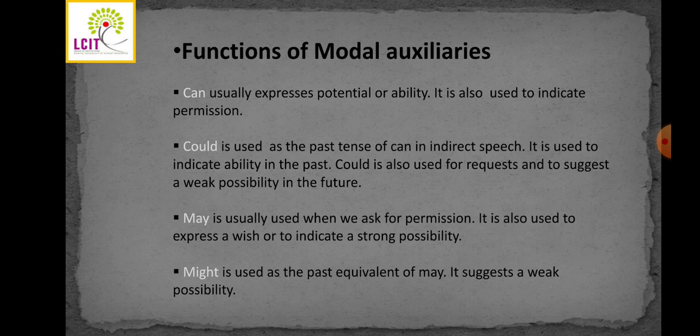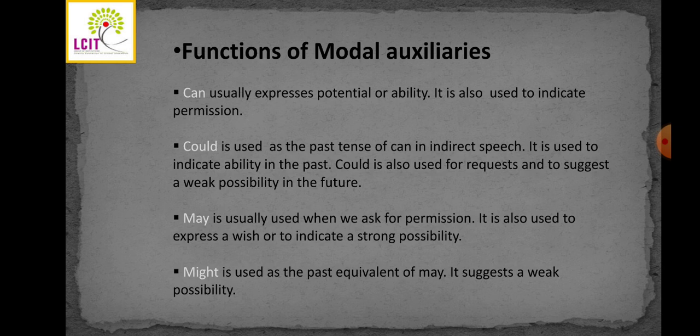So primary auxiliaries, three verbs are there: be, have, and do. So they are also having some functions which I already explained to you now. Now we are going to learn about functions of modal auxiliaries. Now first of all we'll see what are modal auxiliaries.